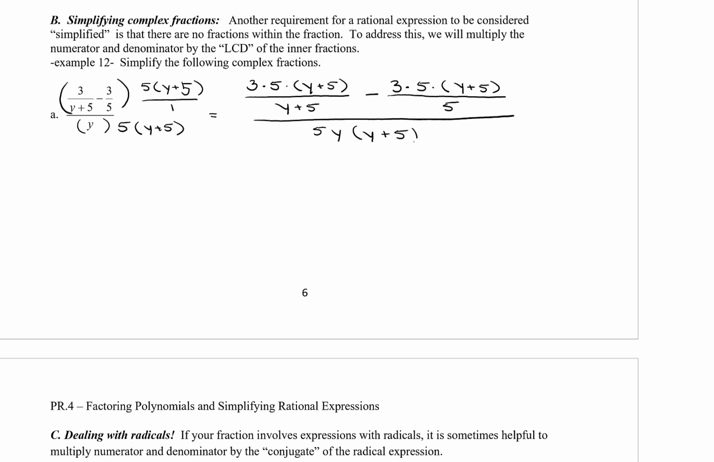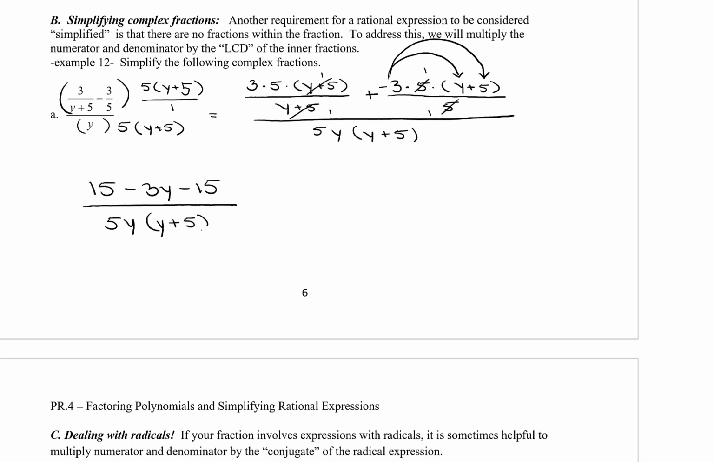So if we simplify in the numerator of the complex fraction, we can cancel out the common factor of y plus 5 in the first rational expression and the factor of 5s in the second rational expression. I'm going to distribute that negative 3 to the binomial y plus 5 in the second rational expression in the numerator. And so if I simplify this now, I'm going to end up here with 3 times 5 is 15. And since I'm distributing a negative 3, this is going to be minus 3y minus 15 all over 5y times the quantity y plus 5.